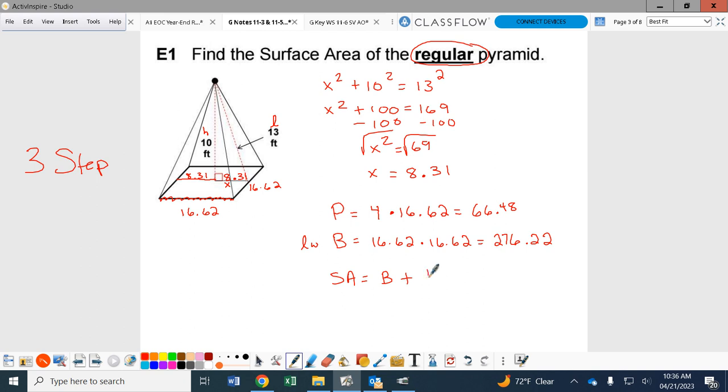Base plus 1/2 P. Was it L or H? L. Okay, 1/2 P L. Okay, here we go. So the numbers we're going to plug in. What do we plug in for the base? 276.22. Y'all said it was 22, right? Okay. Plus 1/2 times what do we plug in for the perimeter? That's the 66.48. And which number out of that picture is the slant height? That's the 13.